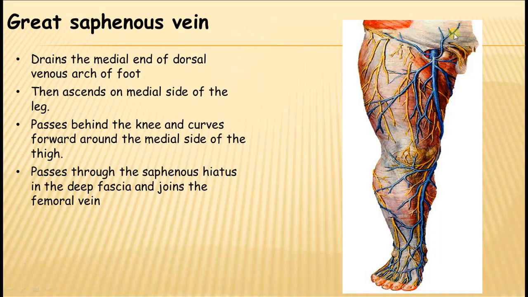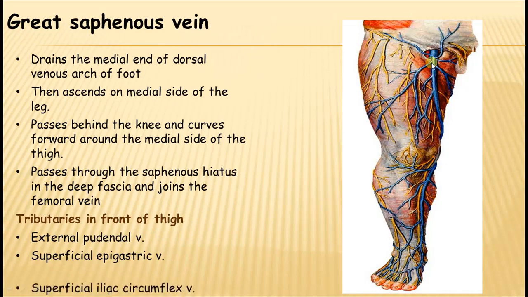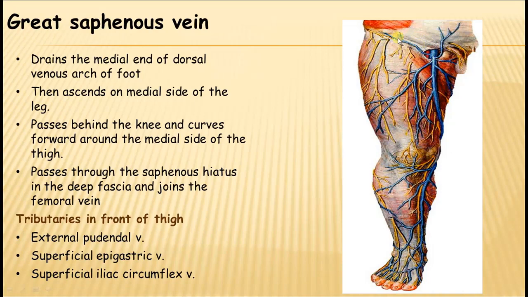So at or prior to its opening, it also receives some tributaries, the three tributaries you see here. Superficial circumflex iliac, superficial epigastric, and superficial external pudendal. So these are some of the tributaries the great saphenous vein receives prior to its termination into the femoral vein. Okay, so that is the superficial external pudendal, superficial circumflex iliac, and superficial epigastric. These three tributaries, one goes laterally, one goes above, and one goes medially. Okay, so in short we are only seeing the great saphenous vein, because the venous drainage of the lower limb is again a very important topic which will be dealt with separately.